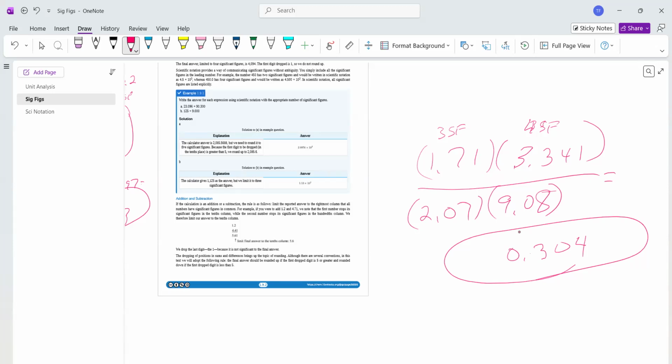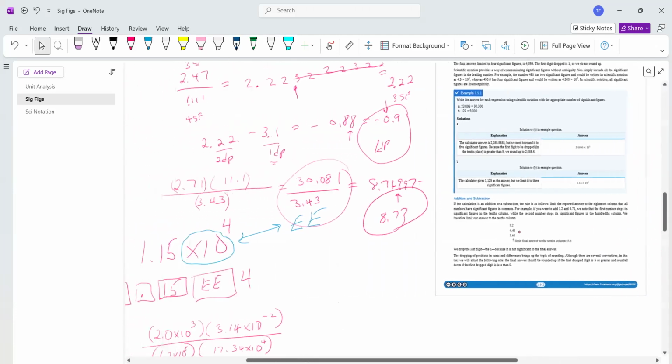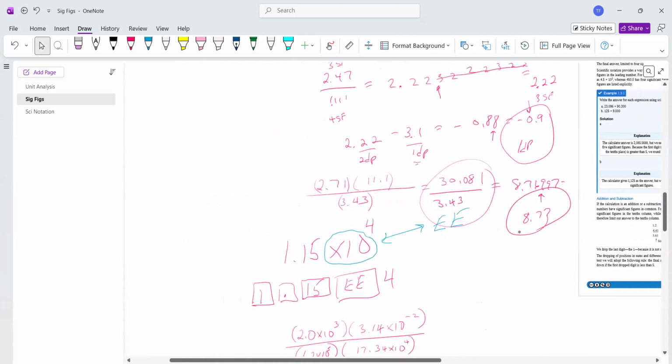Okay, does that make sense? Yes. Yes, it makes sense. I tried it on my calculator. It seemed to work that way as well.